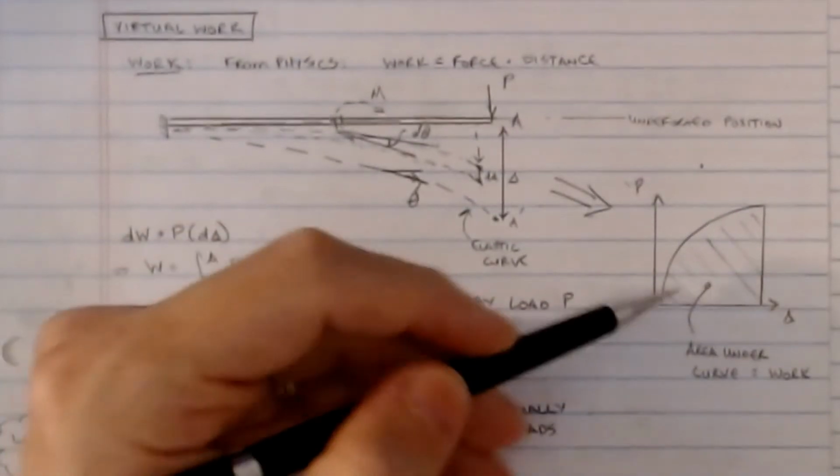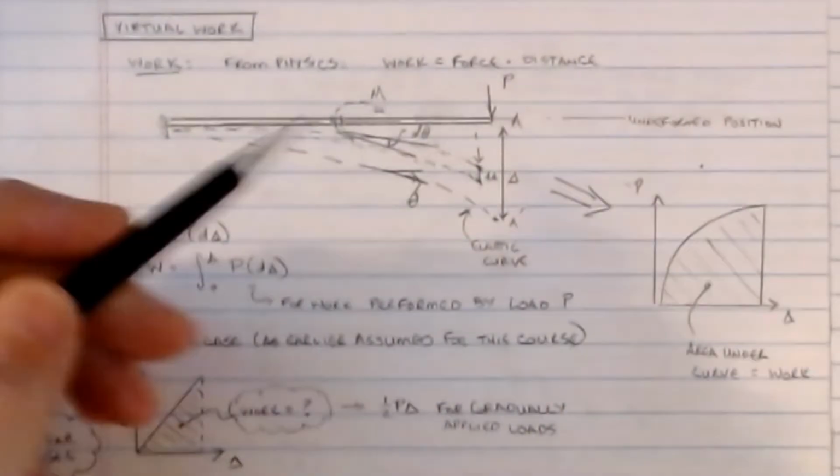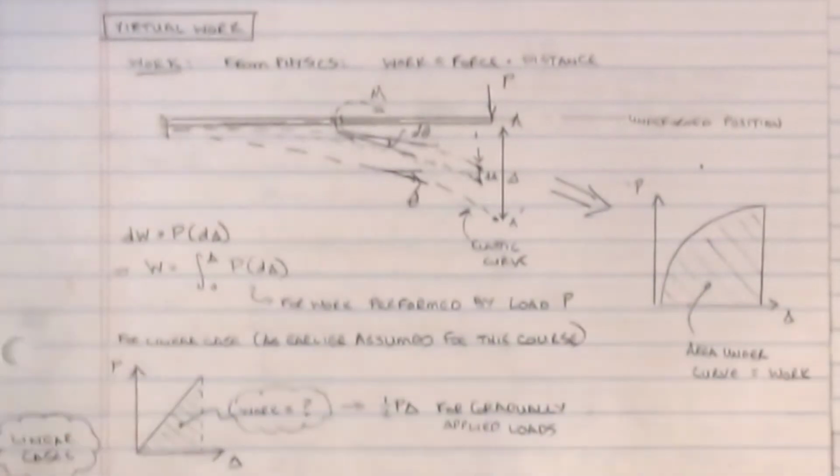Our idea is that this shaded region represents the work that this beam goes through due to load P as it moves through its displacement of delta. All right, so here's what we're going to do. Now, there are a couple of things that we need to look at.